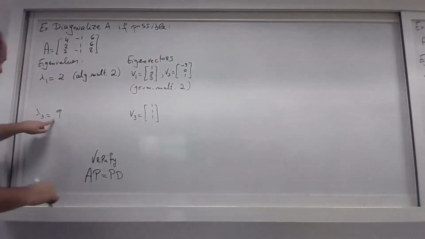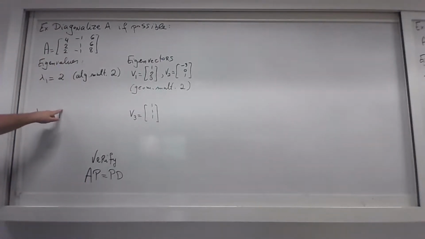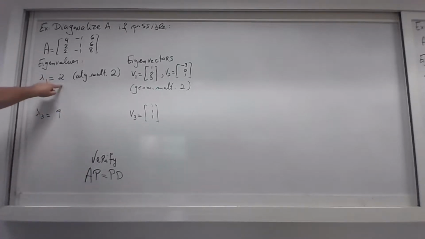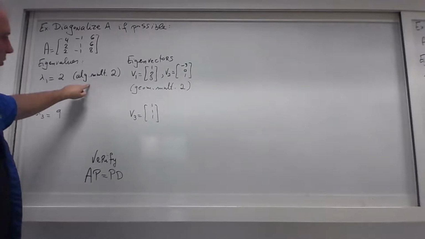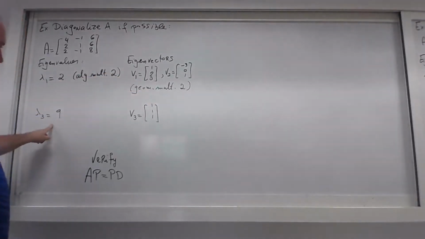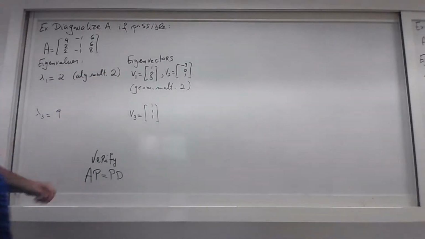Good. Here eigenvalue 9, algebraic multiplicity 1, obviously geometric will be 1. So everything is good. For each eigenvalue, its algebraic multiplicity is equal to geometric multiplicity. 1, 1 here, 2, 2 here. Therefore, this matrix A is diagonalizable.